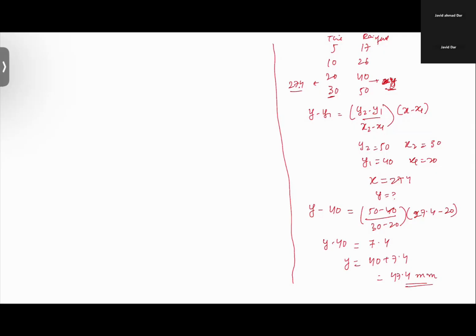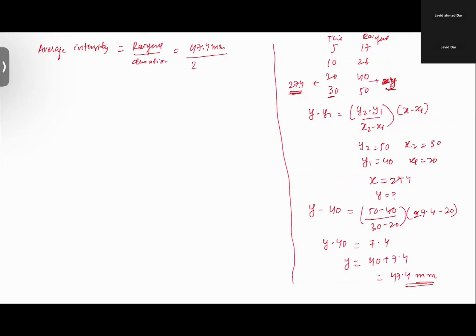This is the precipitation corresponding to 27.4 minutes. Now the average intensity, since this is in mm, is simply the rainfall divided by its duration. Your rainfall is 47.4 mm, and this corresponds to a duration of 27.4 minutes. If you compute, it will come to about 103.8 mm per hour. Now this is your I at Tc, P, the precipitation corresponding to the time of concentration Tc.